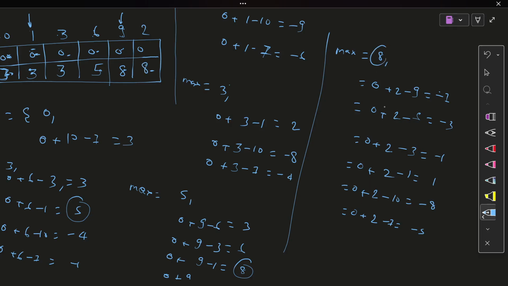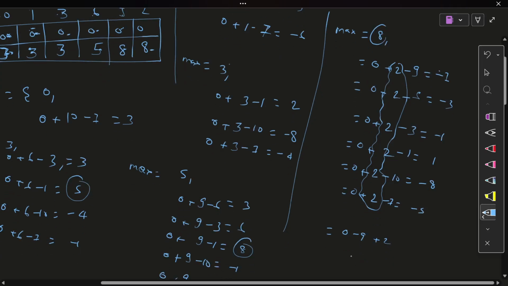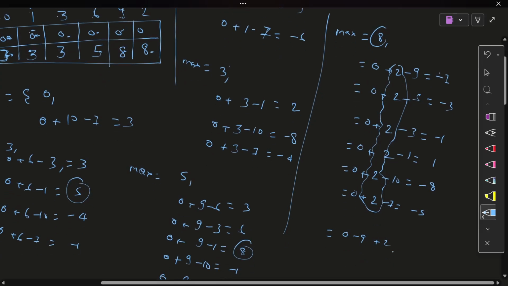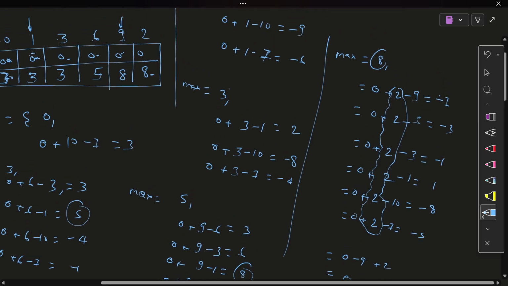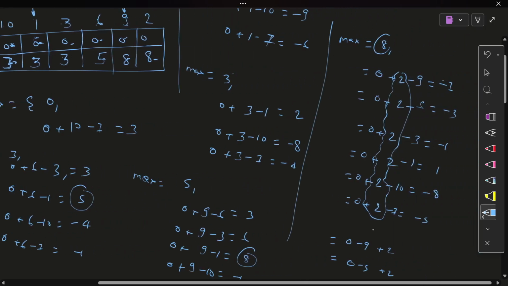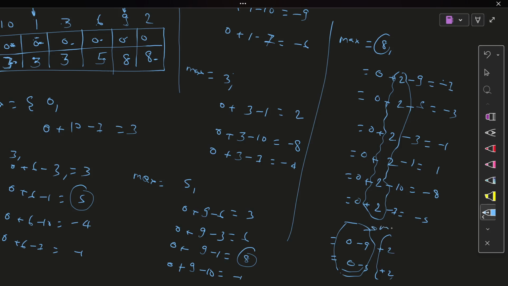Here we are checking the maximum, or you can say that 2 is common for each and every one, so 0 minus 2 plus 2, 0 minus 9 plus 2, 0 minus 5 plus 2. So we are finding the maximum. Suppose this is a constant, and here whichever is the maximum, we store into the max value and add plus 2.